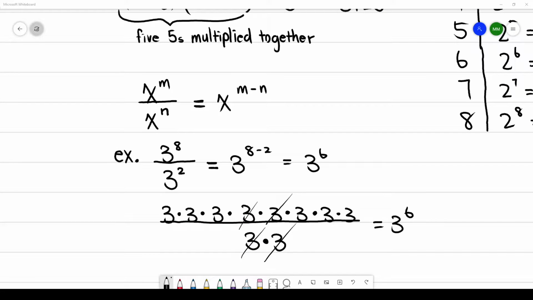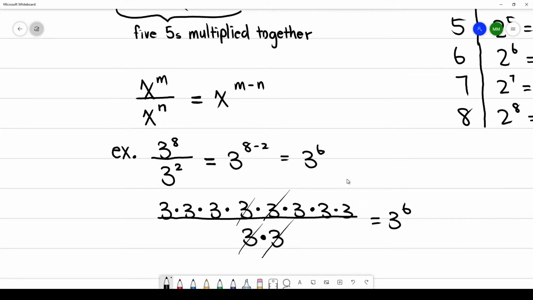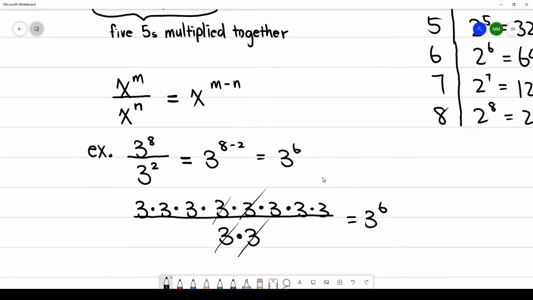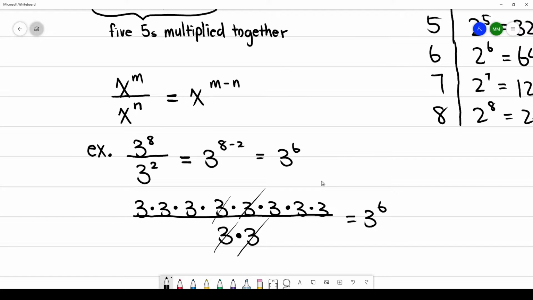So does this make sense? And intuitively, I hope it also makes sense to you. When you divide something, when the top is bigger than the bottom, then the result will be smaller. And when you subtract, the number will be smaller. So 3 to the 6 is less than 3 to the 8. That should make sense because the number just got smaller.